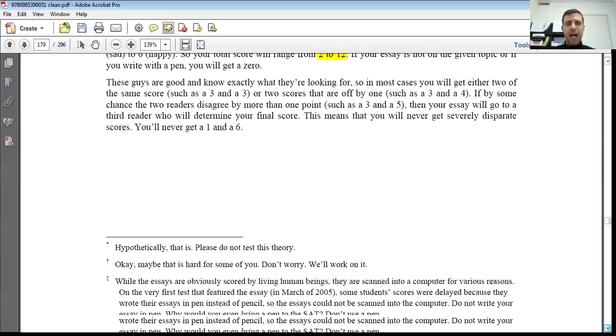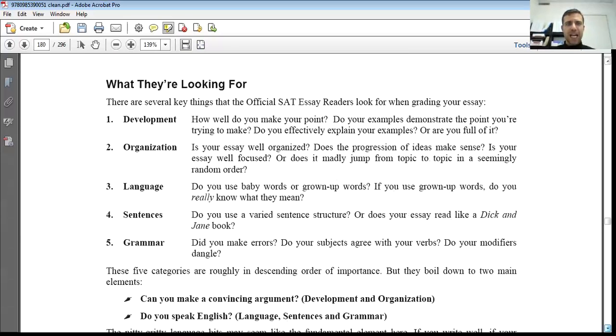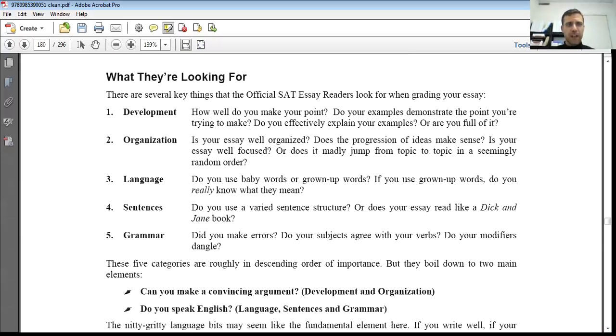How did the scores actually get configured? What exactly are they looking for? When we talk about what they're looking for, the first thing I'd like to highlight is development. This is how well do you make your point? Do your examples actually fit with the point that you're making? Do you effectively explain your examples?